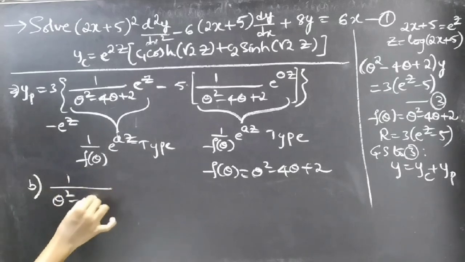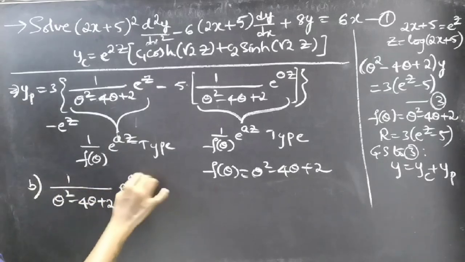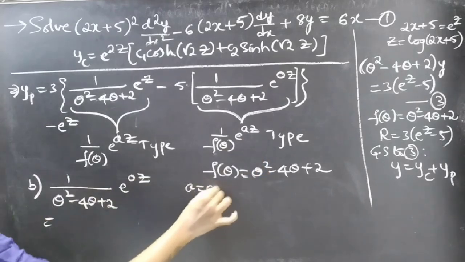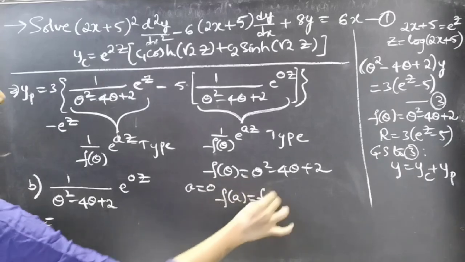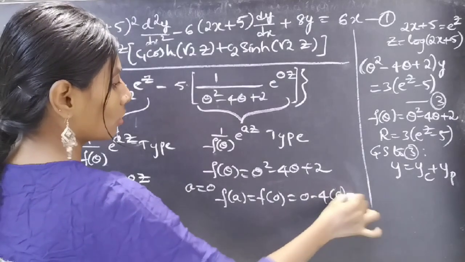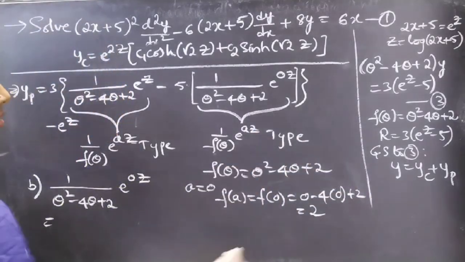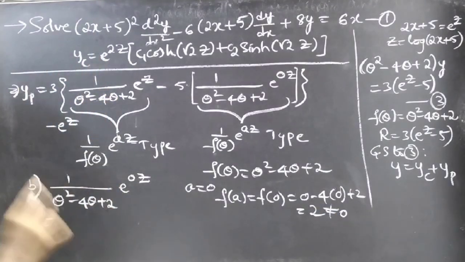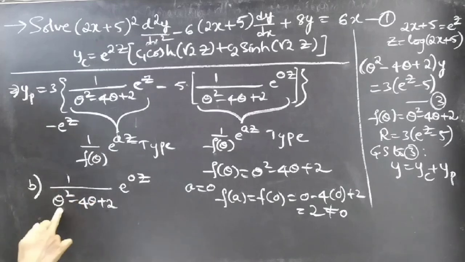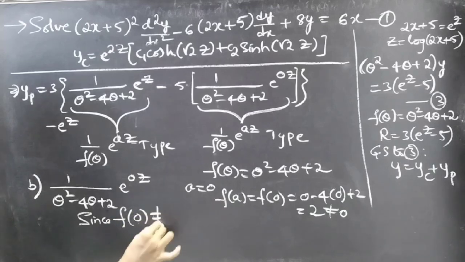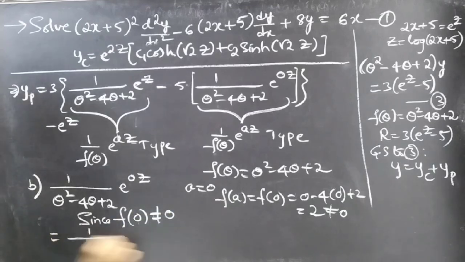One by theta square minus 4 theta plus 2 into e power 0 z. So just compare this with 1 by f of theta into e power az. Then for a equal to 0, we need to find f of a, that is f of 0. Just replace theta by 0, you'll get 0 minus 4 into 0 plus 2, which gives us 2, right? Which is non-zero. Since by replacing theta by 0, the denominator is non-zero, we can substitute theta equal to 0, right? Since f of 0 is not equal to 0, we are going to replace theta by 0.